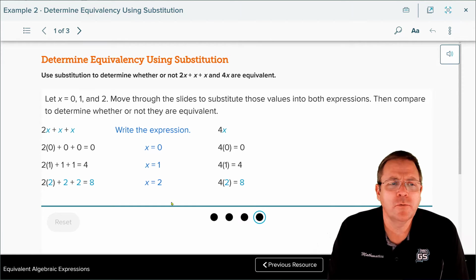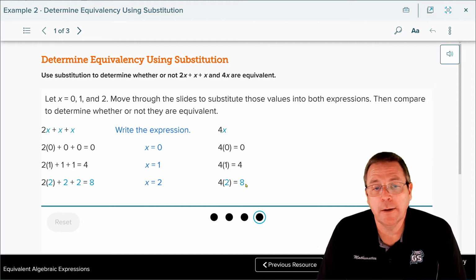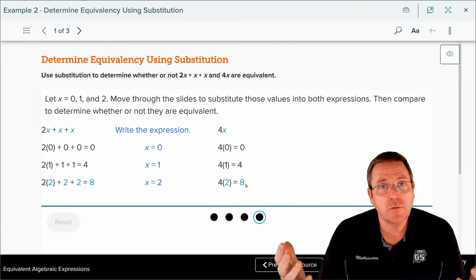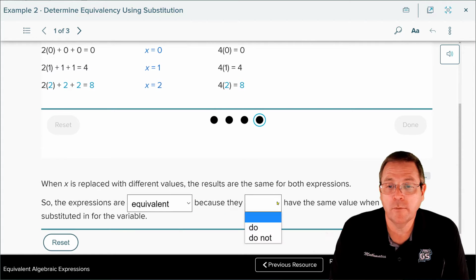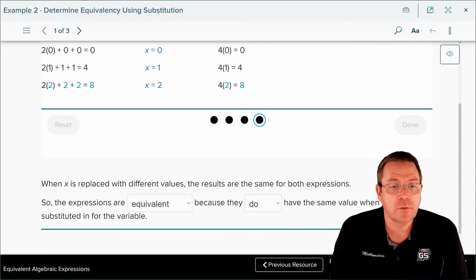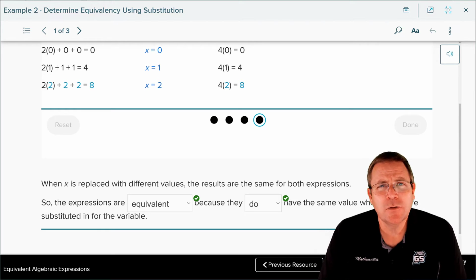What if you plugged in 2 for all of them? 2 times 2 is 4, plus 2 is 6, plus 2 is 8, giving us the 8 here. And then on this one, 4 times 2, well, that's going to equal 8 as well. So with that in mind, you've now substituted 3 different numbers to check to see if it's equivalent. I think that we can therefore say that they are equivalent because they do have the same value when values are substituted in for the variables. Really easy stuff to do. It takes a little bit of supporting work, but it's not hard at all.